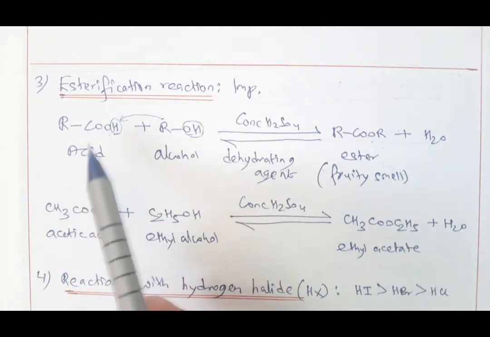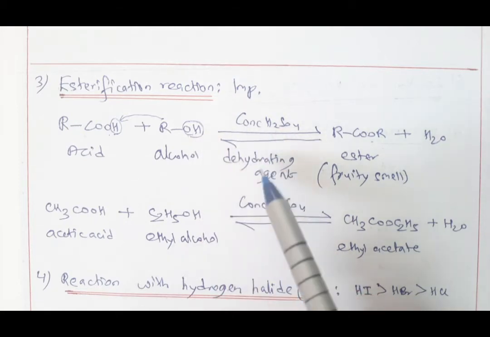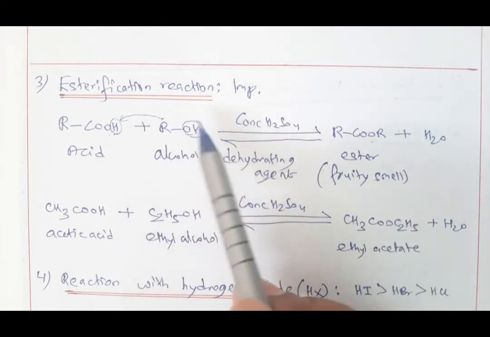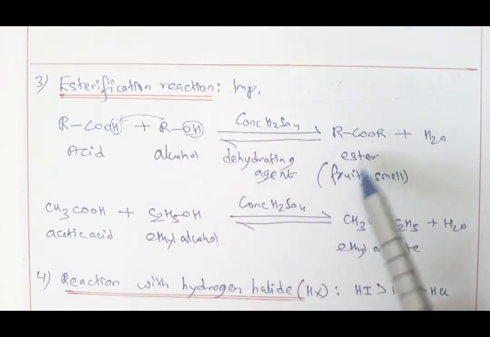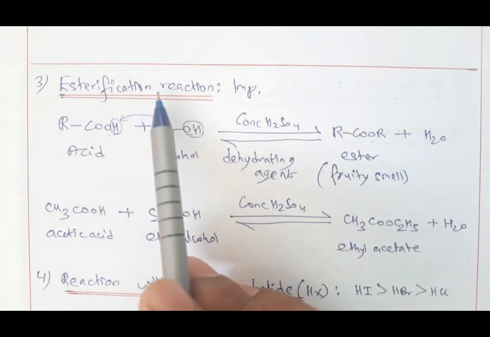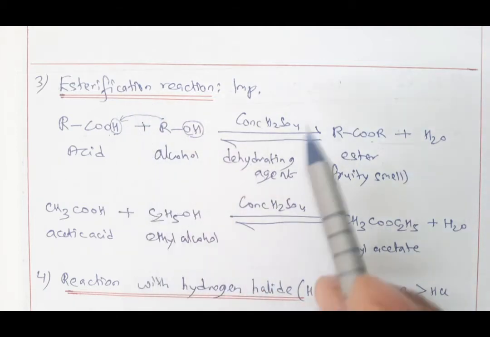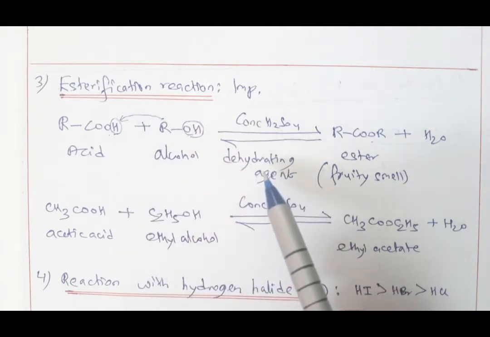So whenever acid reacts with alcohol in the presence of a dehydrating agent like sulfuric acid, water gets removed, H2O, and we get ester which has a sweet, fruity smell. And since ester is formed, that's why the name of this reaction is esterification reaction. In this reaction, sulfuric acid acts as dehydrating agent, and it is a reversible reaction.